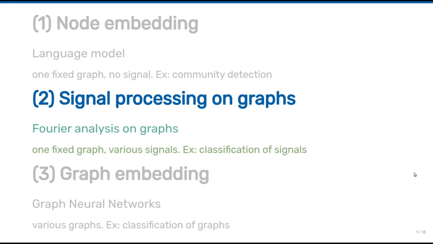But here we'll consider the case where we do not have a grid. Instead, we have a general graph and still various signals. So you can think of, I don't know, temperature given by sensors or traffic on roads. And we'll try to do typical classification tasks on these various signals.